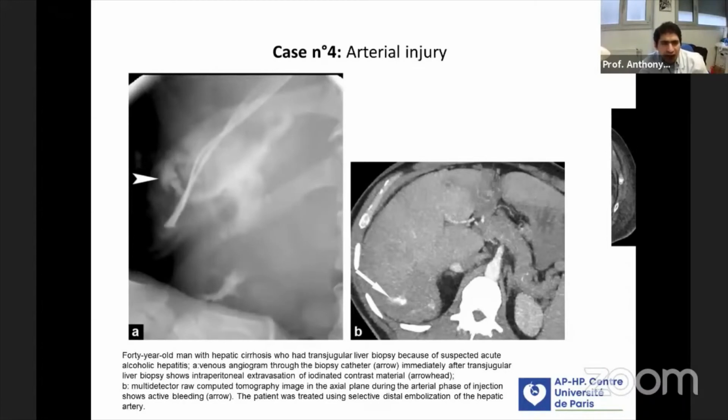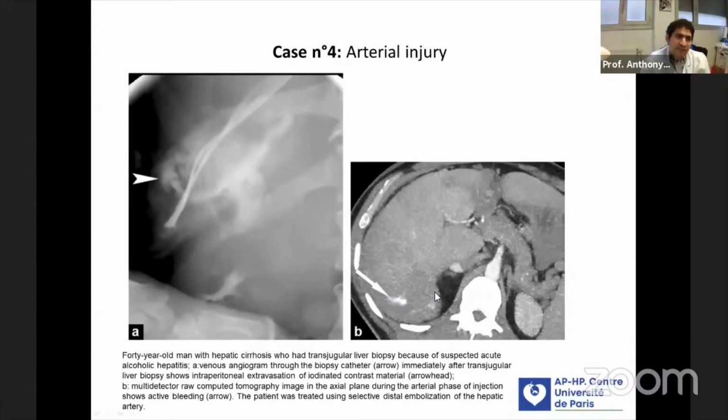Another complication that you can have is an arterial injury. When you do the biopsy, you don't see if there is an artery or a portal vein or a biliary branch, and they can be cut by the biopsy needle. In this case, just after the biopsy, you see an extravasation of contrast. And on the CT angiography performed just after, you see an arterial extravasation of contrast in the territory of the biopsy, which confirms that there is a hole in the artery.